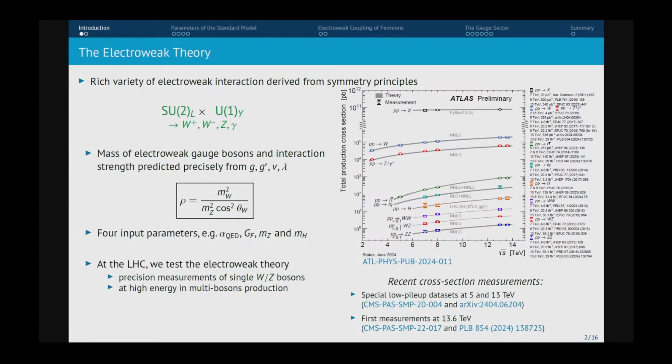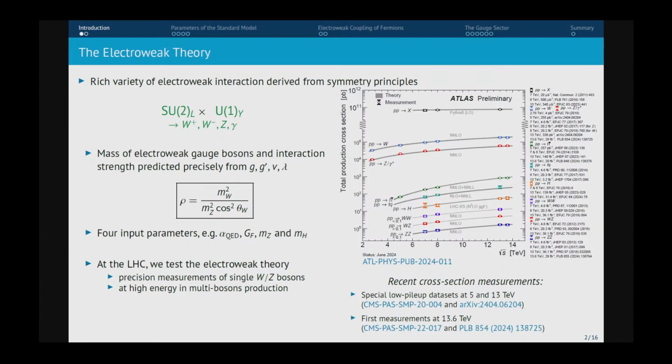Now, at the LHC, we produce these gauge bosons really in the tens of billions. On the right-hand side, you see that we measured the cross-sections for the production of these bosons over a wide range of center of mass energy. We also have results already from run 3 at 13.6 TeV. And these measurements can be extraordinarily precise.